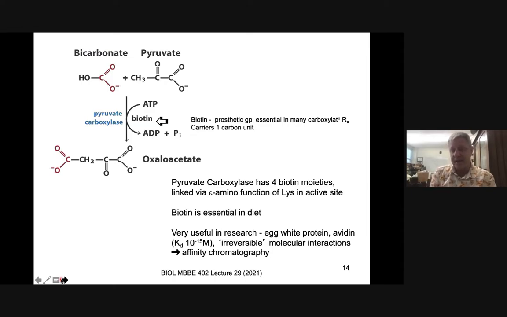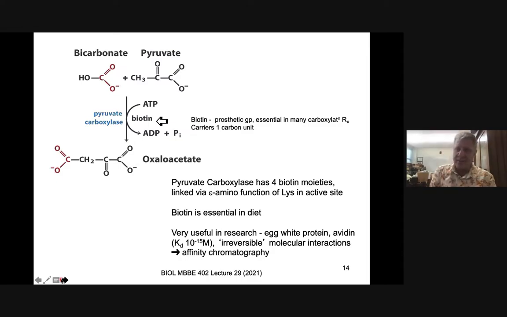Now, the pyruvate carboxylase actually requires four moieties of biotin to be bound to it, and it binds specifically to the epsilon amino function on the lysine in these particular pockets. And it needs four of those to bind to give it the biological activity, meaning there's an all or none principle. So you must have this particular molecule present, and we see it in the diet.